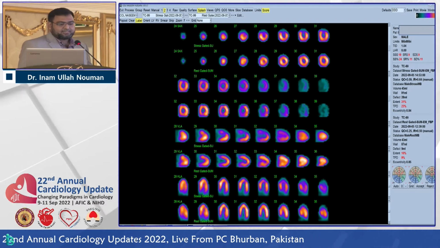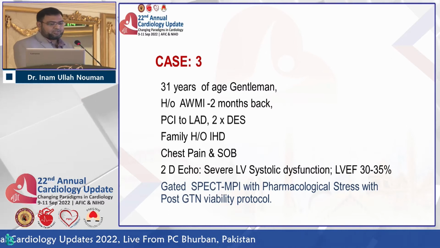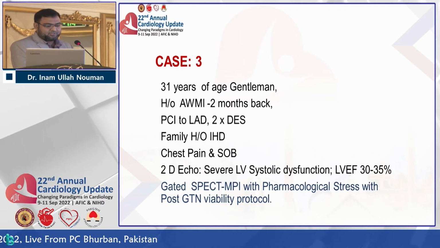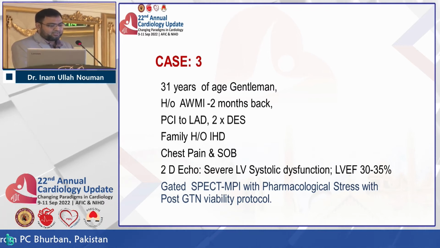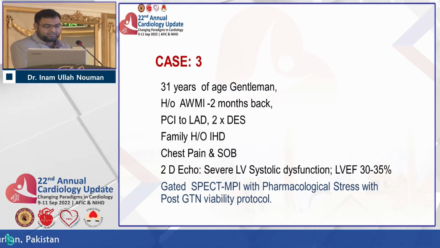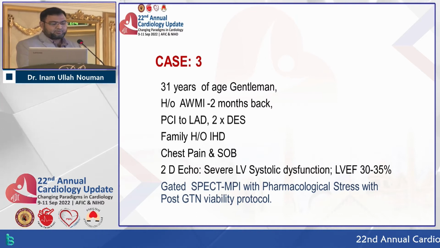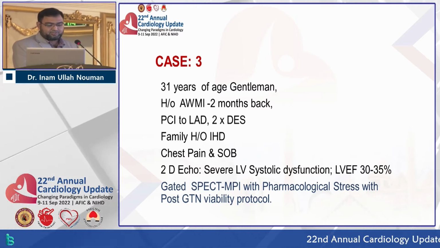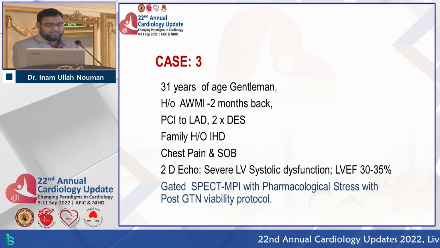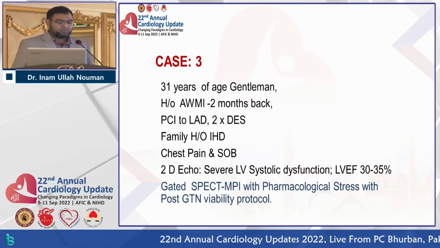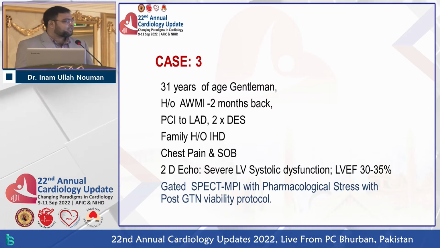Coming over to the next case, a 31-year-old gentleman with history of anterior wall MI 2 months back, and with history of PCI to LAD with 2 DES, and with another risk factor of positive family history, presented to us with chest pain and shortness of breath. 2D echo showed severe LV systolic dysfunction, and LVEF was calculated as 30 to 35%. Gated SPECT MPI with pharmacological stress and post-GTN viability protocol was advised.